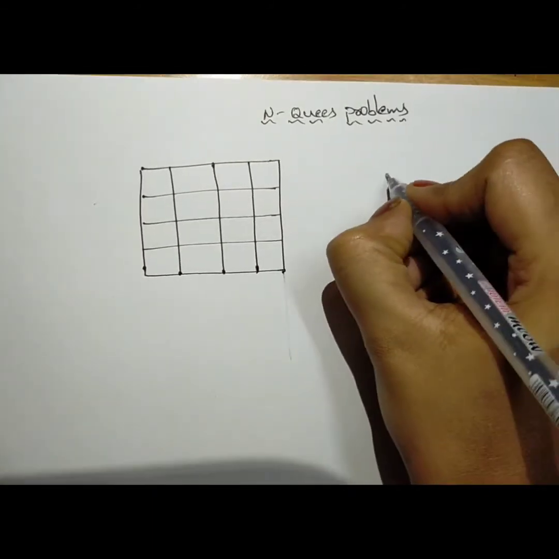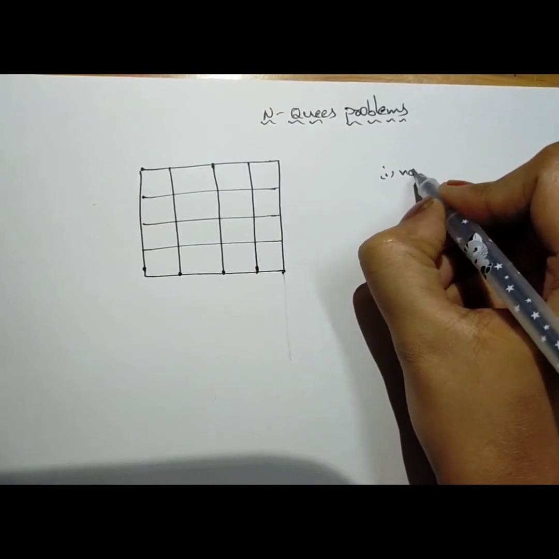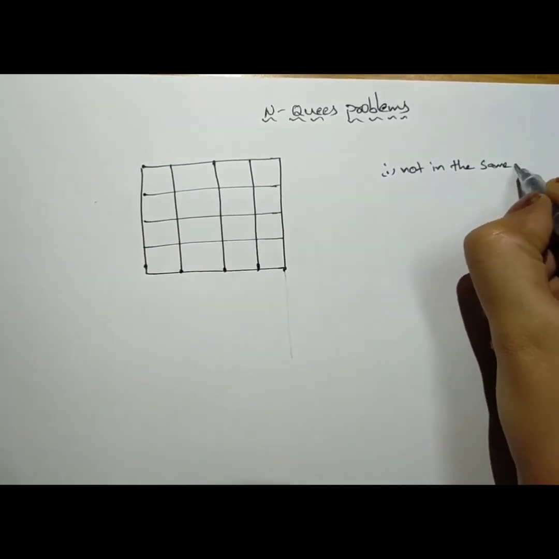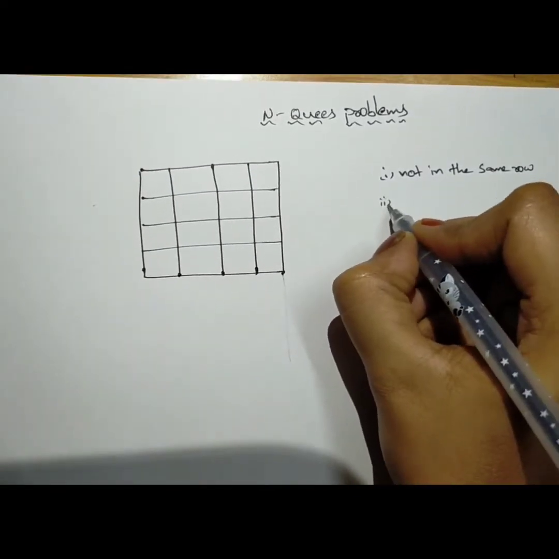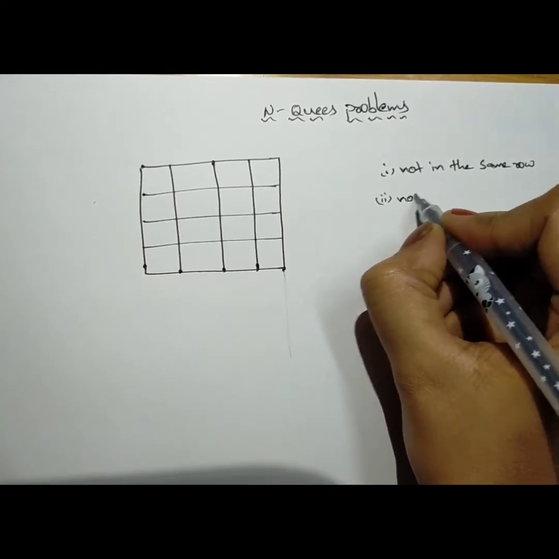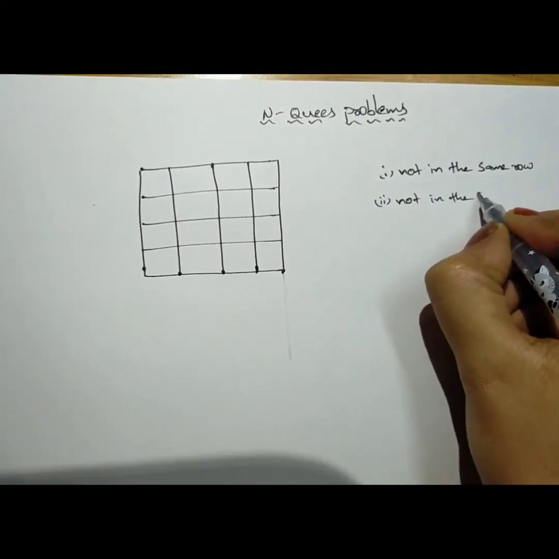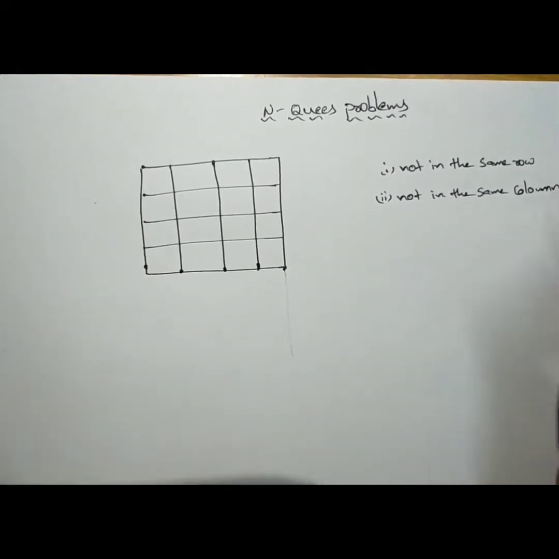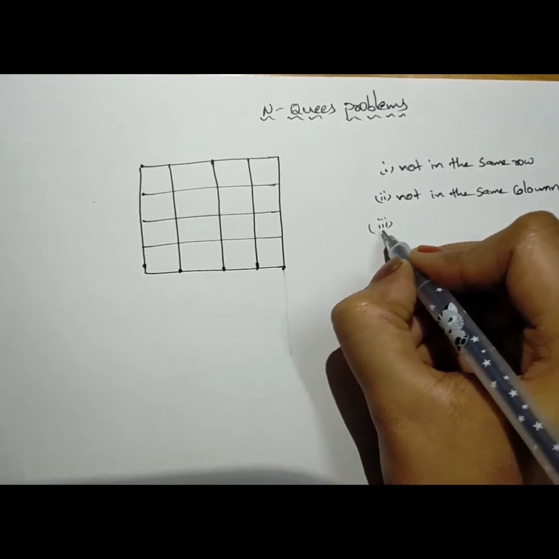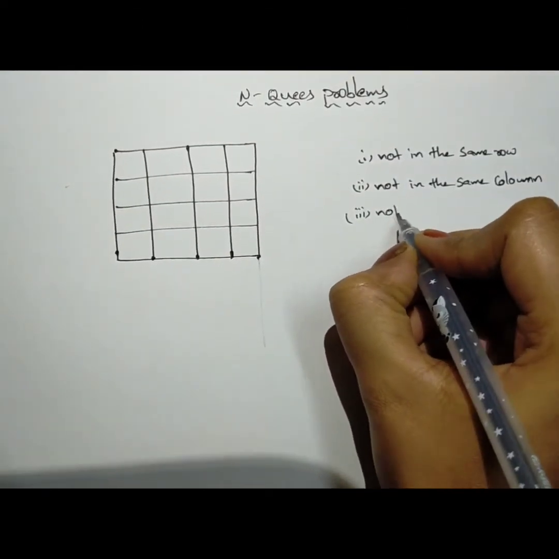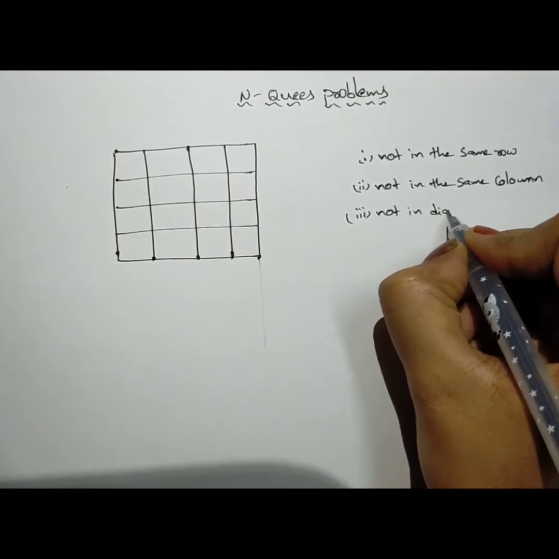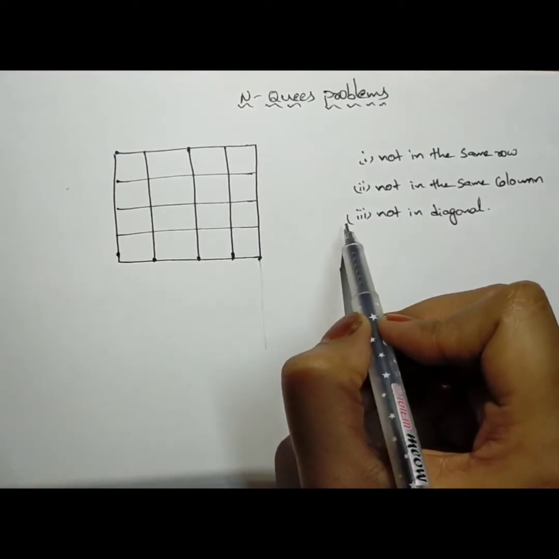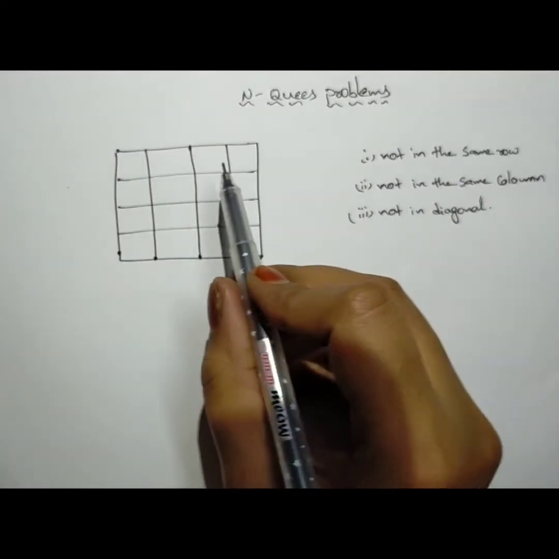That is, first one, not in the same row. Second condition is not in the same column. Third condition is not in diagonal. If we follow these three simple steps, we can solve the n-queens problem very easily.